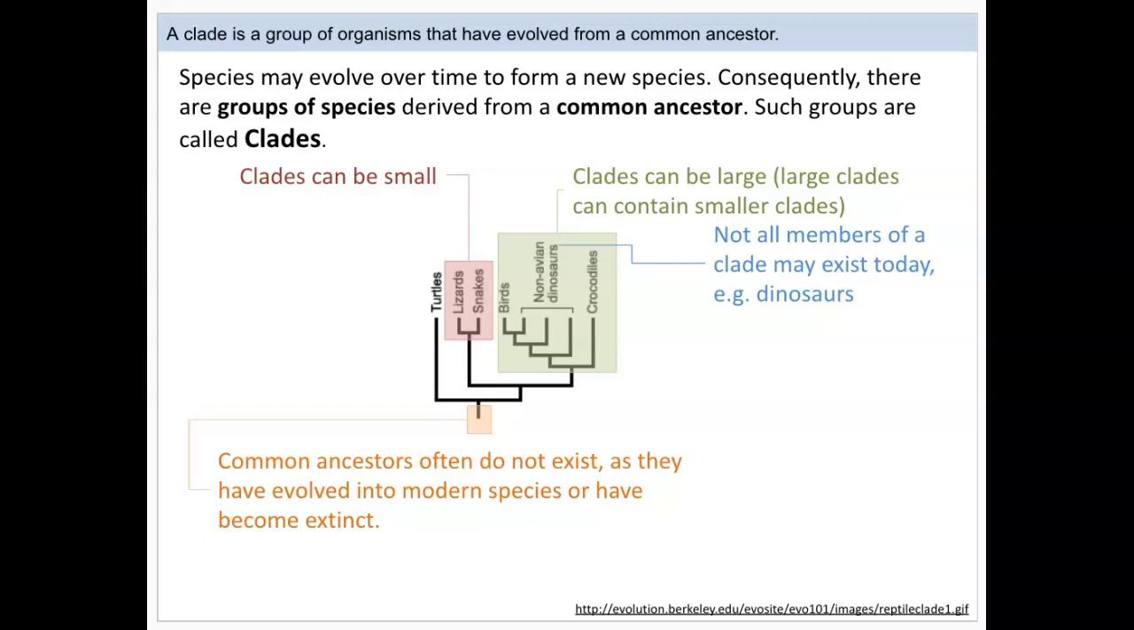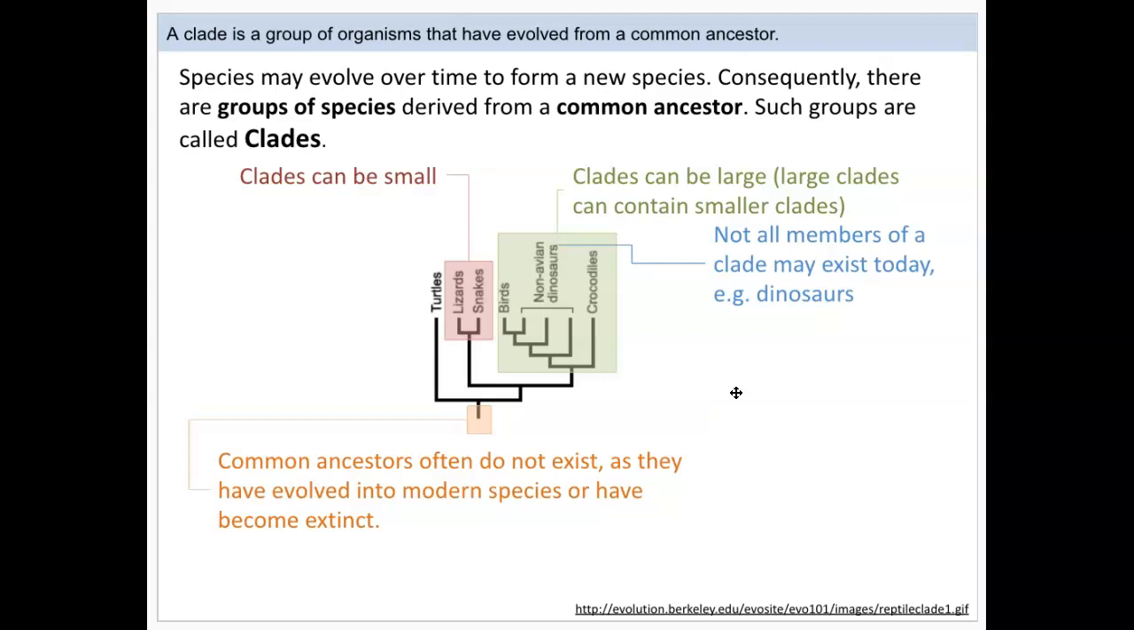We've already learned about speciation and how species may evolve over time to form a new species. Because of this, there are groups of species that come from a common ancestor. These groups are known as clades and can be represented by a diagram called a cladogram, as shown below. This entire structure right here, this tree, is called a cladogram.